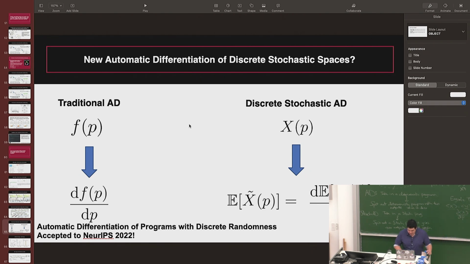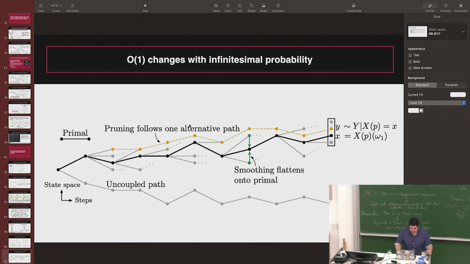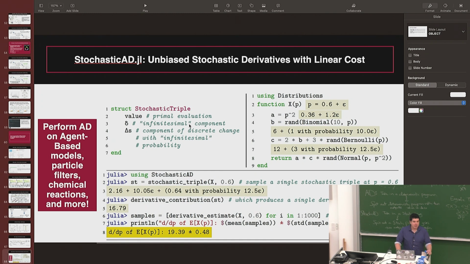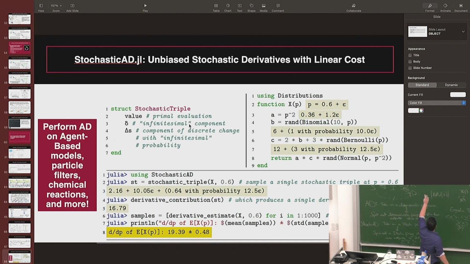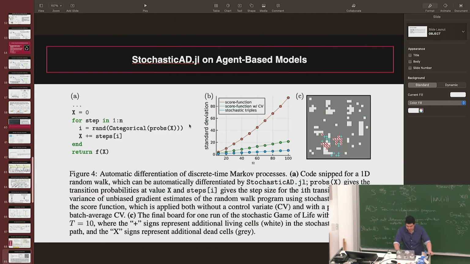I'm keeping away from a lot of the math in this talk, et cetera. But there's a way to do this completely automatically, where it takes in a piece of code that has coin flips and binomials and Poisson distributions and such, and is able to spit out something that can accurately predict what the expected values are and its derivatives, right? In a nice and general way.